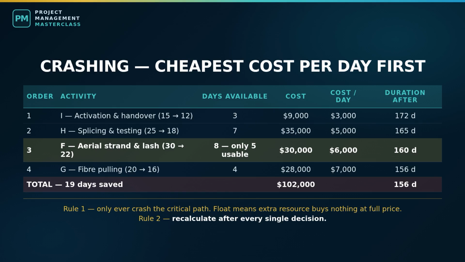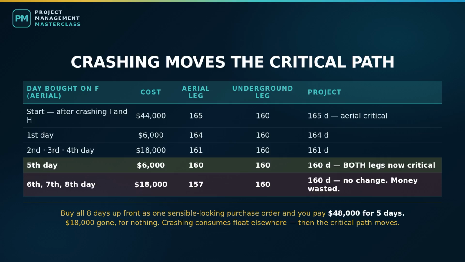Why? Because the underground leg was 5 days behind the aerial leg, and we have just consumed all 5 days of its float. Both legs are now exactly 160 days. Both are critical. Buying a 6th day of aerial construction changes the end date by nothing at all. That is the most important practical lesson in schedule compression. Crashing consumes float elsewhere, and when it does, the critical path moves. You must recalculate after every single crash decision.